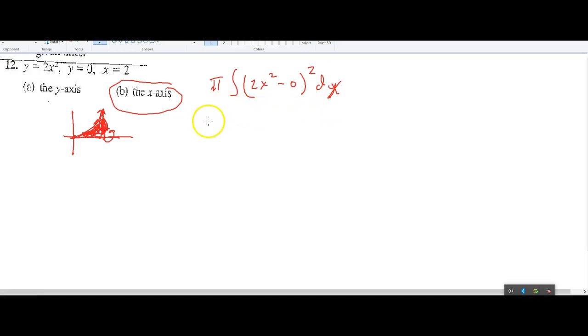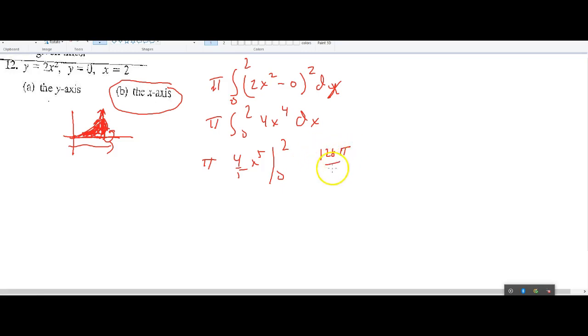Same thing. And then we're going to go pi. Where does it start? It starts at 0, ends at 2, because we're walking through circles in this direction. So we go pi, integral from 0 to 2, 4x to the 4th dx. And then pi, 4/5 x to the 5th from 0 to 2. So that's going to be 32, something really large, 128 pi over 5, minus 0. So this is just going to be 128 pi over 5.